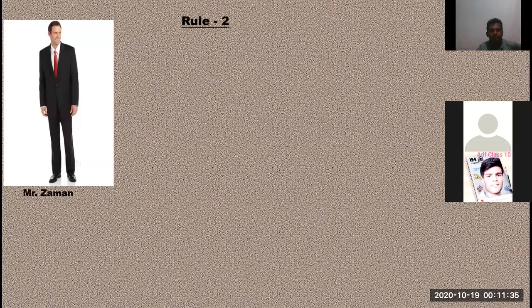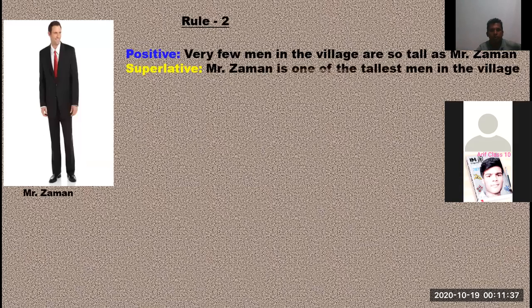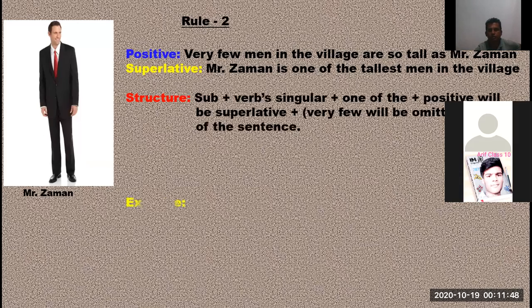Rule 2. Positive: very few men in the village are as tall as Mr. Jaman. Superlative: Mr. Jaman is one of the tallest men in the village. Structure: subject plus verb singular plus one of the plus positive converted into superlative, plus very few is omitted, plus rest of the sentence.